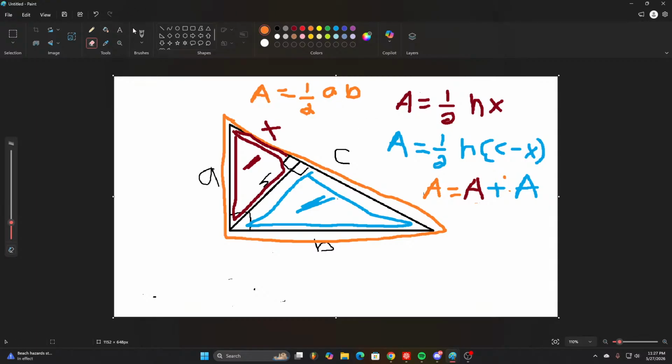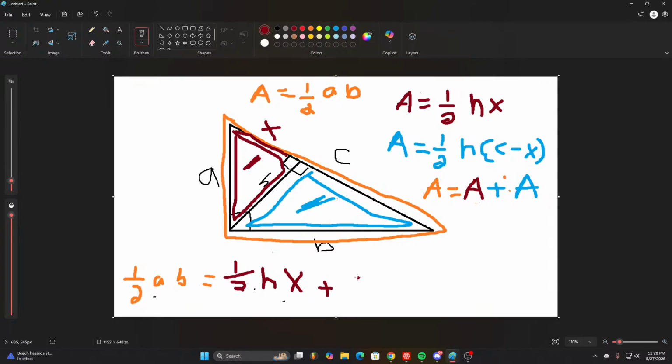Remember, the area of our orange triangle is 1/2 AB, and this is equal to 1/2 HX plus 1/2 H times C minus X. I'm going to try and stay consistent with my color coding.